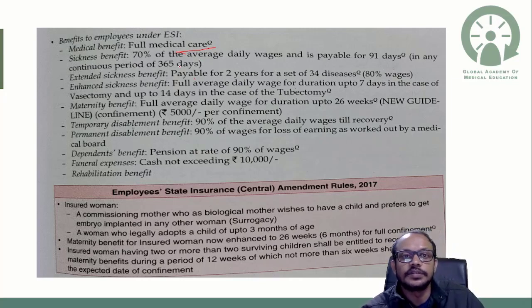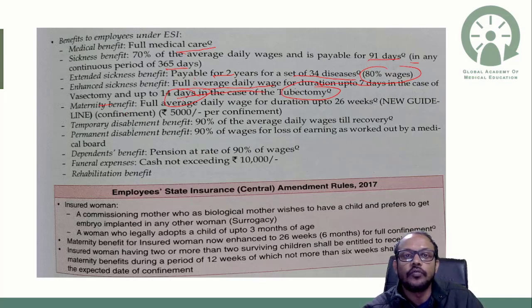And sickness benefit is 70% of the average daily wages and is payable for 91 days in any continuous period of 365 days. Okay. Extended sickness benefit is payable for 2 years, 34 days are included in this, and 80% of wages is given. Enhanced sickness benefit is the full average daily wage for a duration up to 7 days in case of vasectomy and 14 days in case of tubectomy. For tubectomy 14 days is given, okay, and vasectomy 7 days.